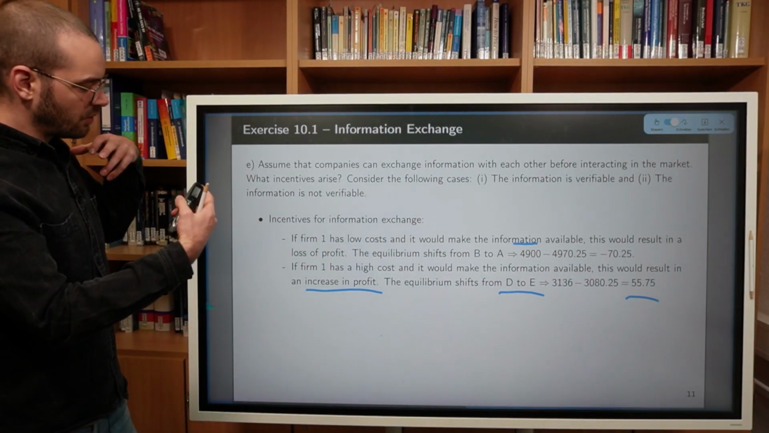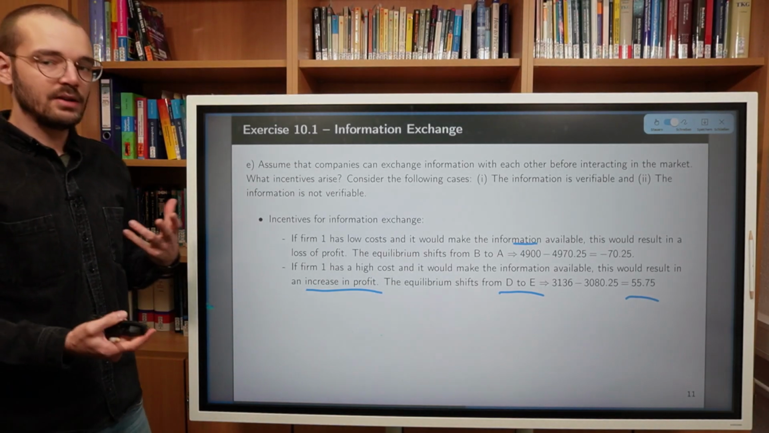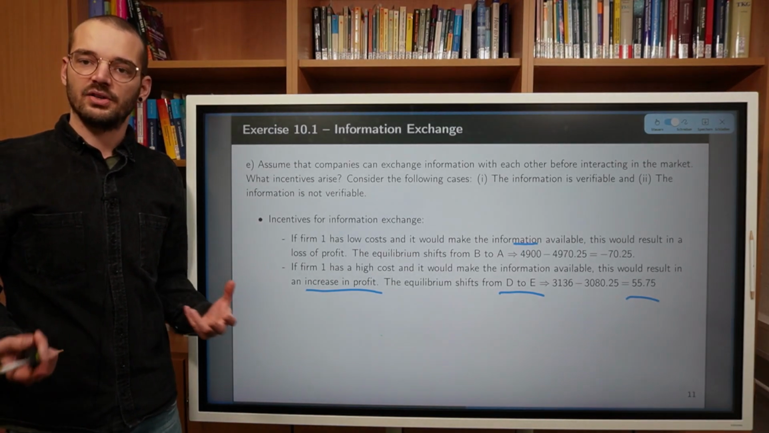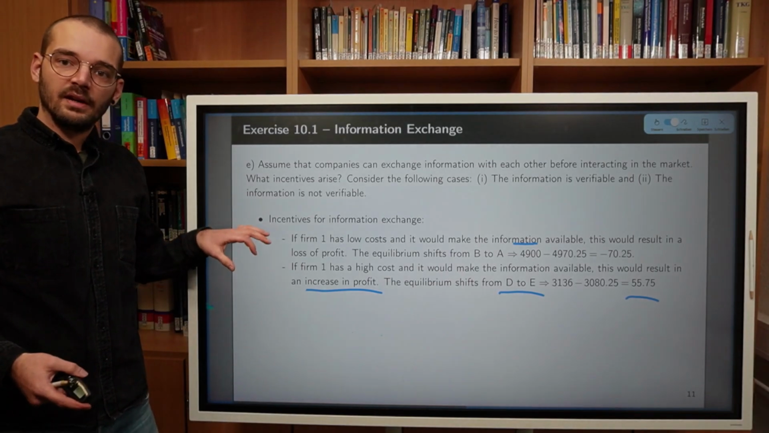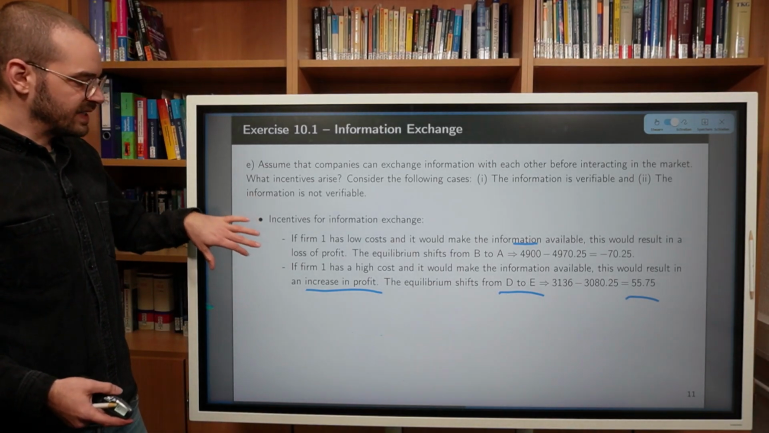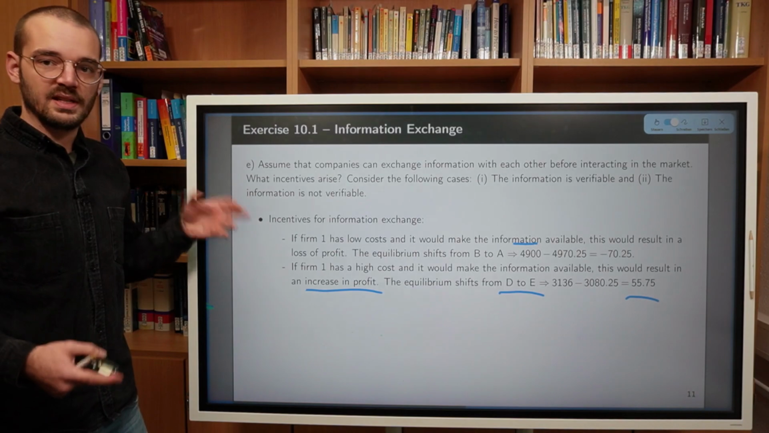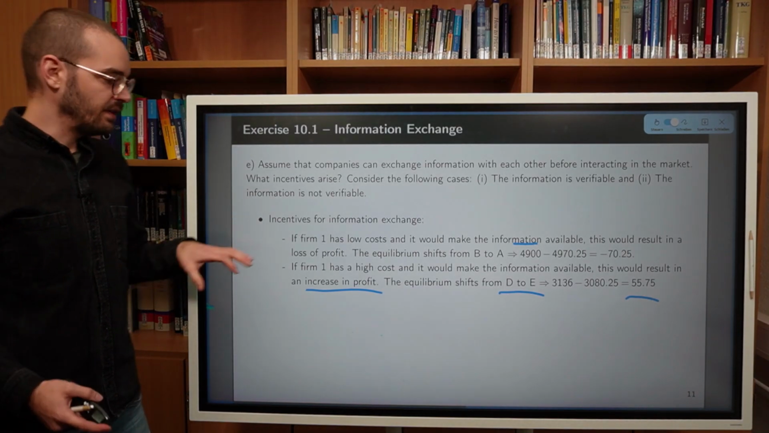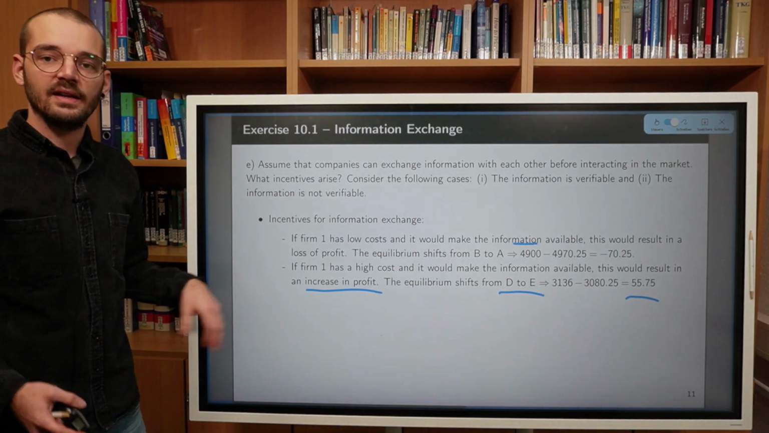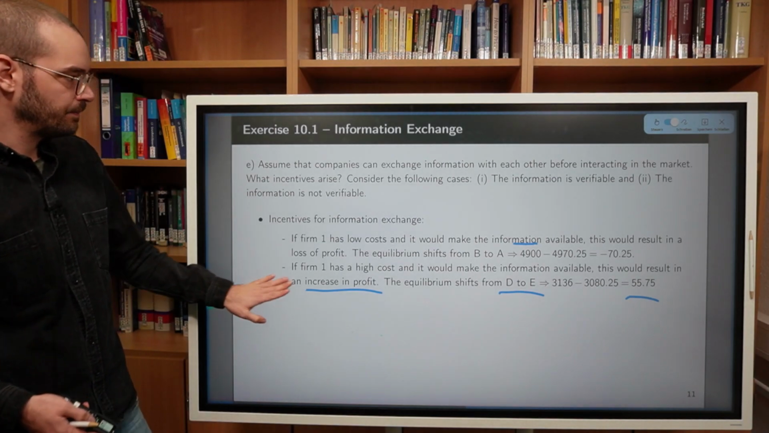So kind of contrary results depending on which state of the world we are actually in, right? If firm 1's realization of costs is low, then it does not have an incentive to tell. If its actual costs are high, it does have an incentive to tell.